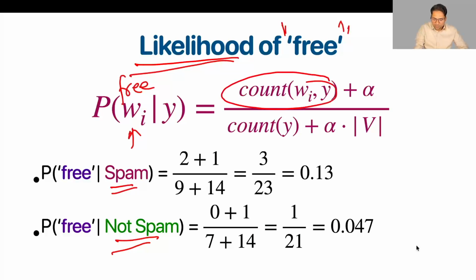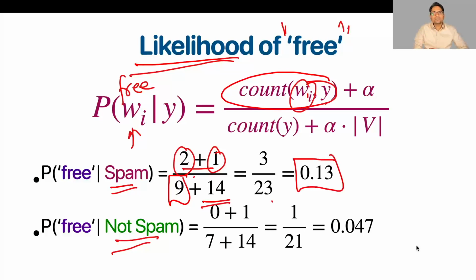So count of the word in the class. For the count of the word in spam, we saw free 2 times in an email. Alpha is 1, so 2 plus 1. The total of words in spam is 9. And how many unique words are there? 14. So this is 3 by 23, 0.13.